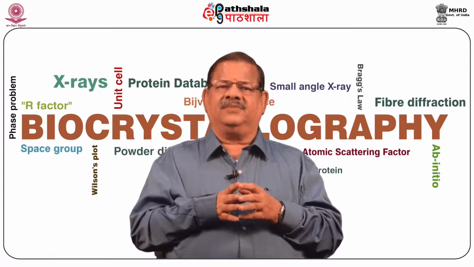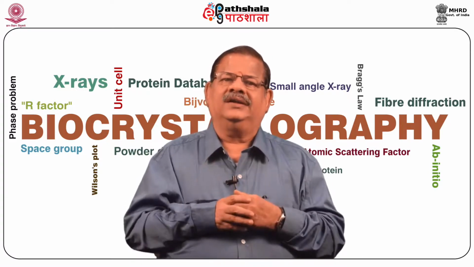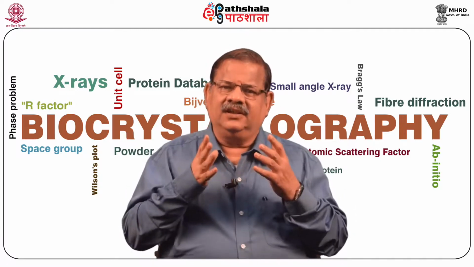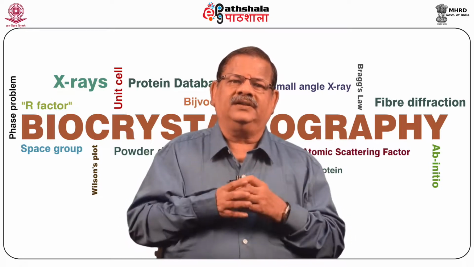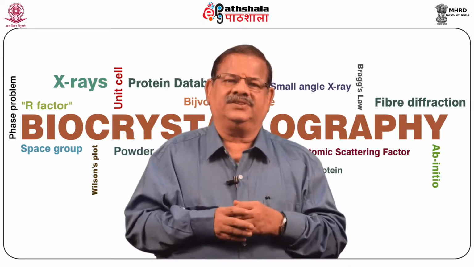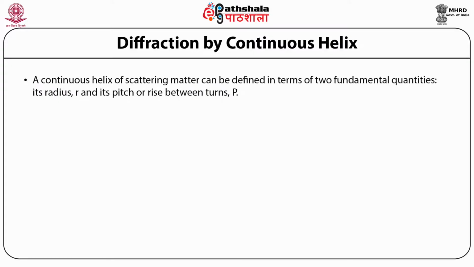The theory of diffraction by helical structures was elegantly worked out by the groups of Cochran, Crick and Klug after the proposal of the alpha helix in 1951 by Pauling, the Nobel laureate, and this has been extended and generalized by Lang and Ramachandran. Now let us see how the diffraction by a continuous helix will be. A continuous helix of scattering matter can be defined in terms of two fundamental quantities, its radius r and its pitch, or rise between turns, denoted by capital P.